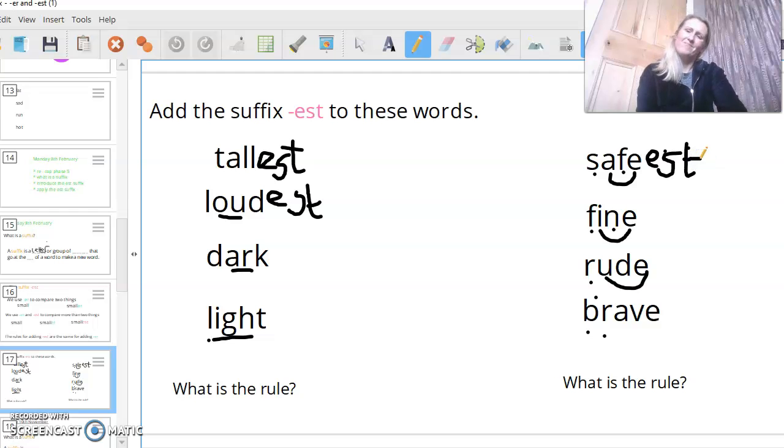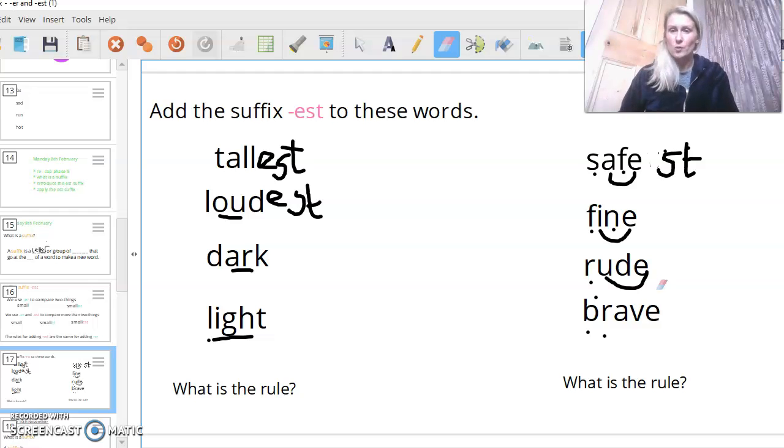EST. Do we think that looks right? No, I don't agree either. I think we only need to add ST. Safest, finest, rudest, bravest. If it ends in an E, just add the ST. Okay? If it ends in E, just add the ST.